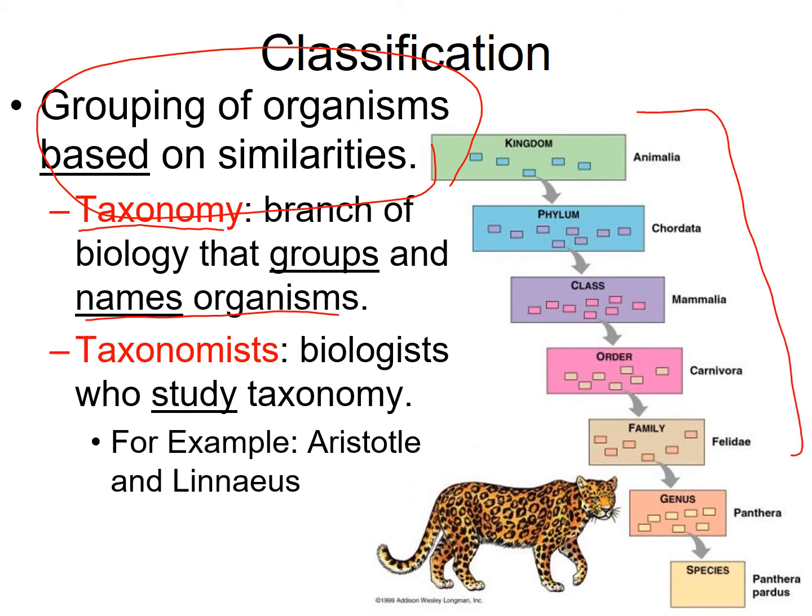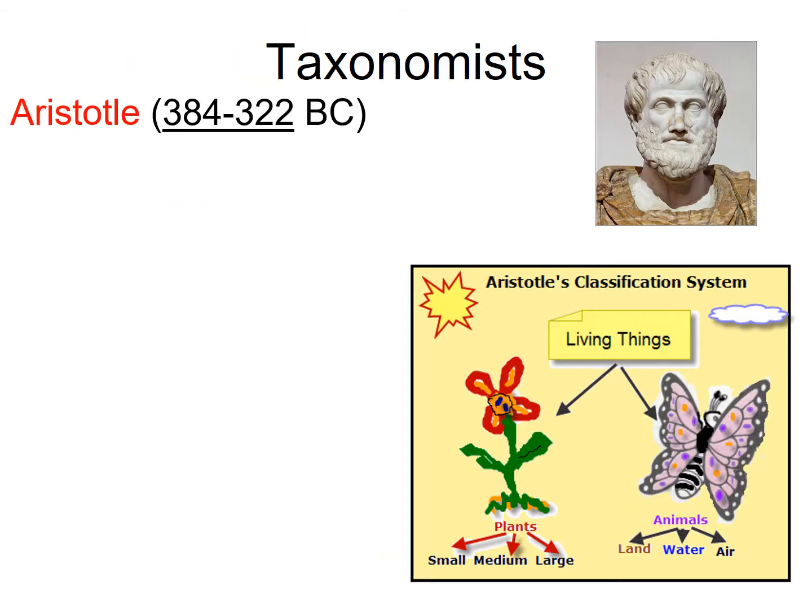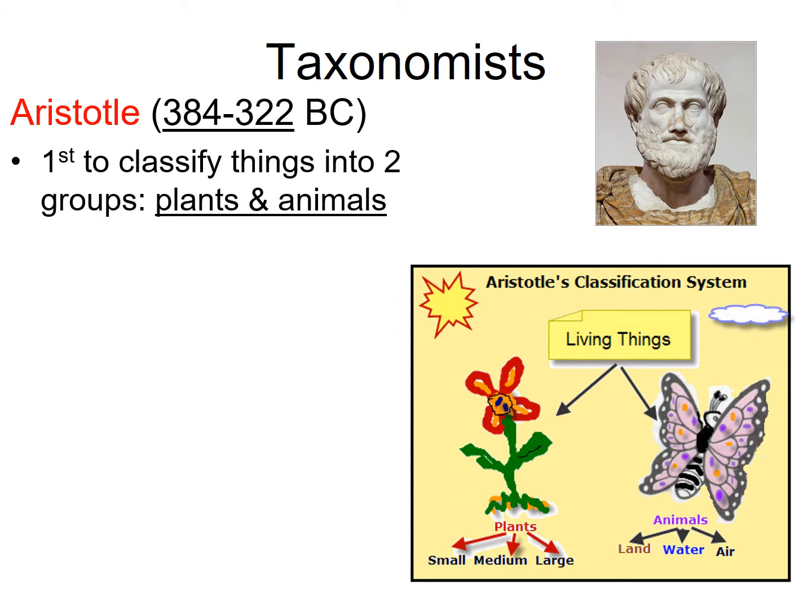For an example, this was Aristotle and Linnaeus. So Aristotle, he was back in BC. To classify things, he was actually grouping plants and animals. So let's look at Aristotle's. He was like, oh, plants, animals. We have small plants, medium, large plants, and we have animals who are land, water, and air. Well, that's it. Anybody can go outside and do that.